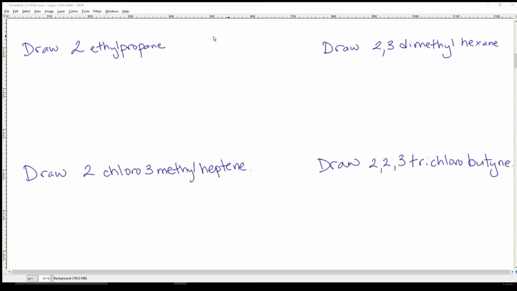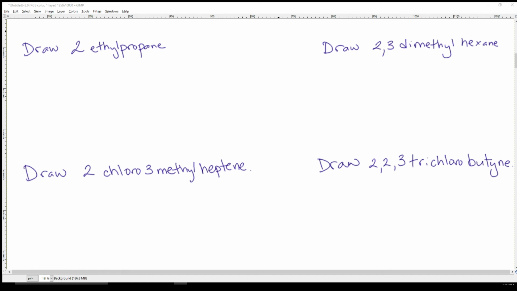What you should do right now is try drawing these guys. So you're going to try to draw 2-ethylpropane, 2,3-dimethylhexane, 2-chloro-3-methylheptene, and 2,2,3-trichlorobutene. Butyne. Oh boy. All right, so go ahead and try that out. You can pause and try it. I unfortunately cannot pause, so I'm stuck right now. All right, I'll add an annotation in later about that double bond.